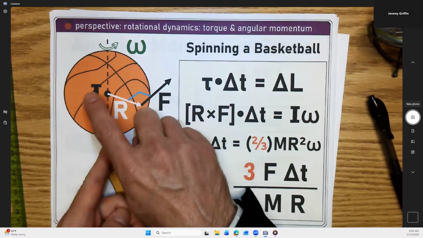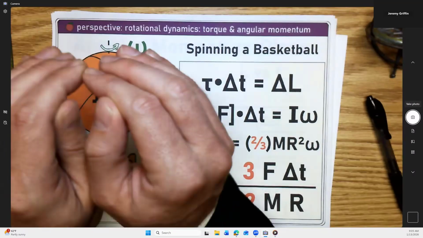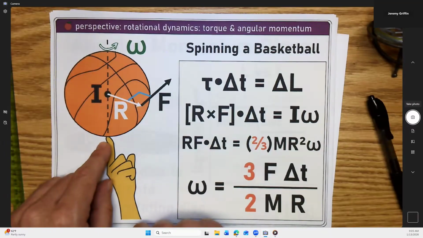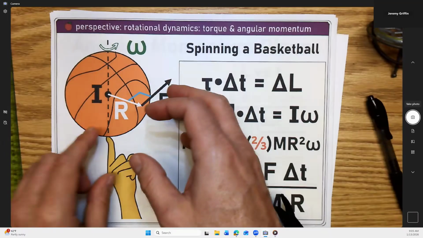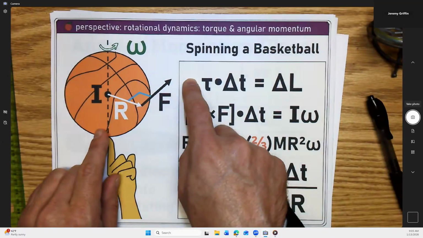Well, guys, given that it's a basketball, isn't its mass all on the surface of a sphere? Pretty much. Would that give a different outcome than if it was a solid foam ball and I give it the same force? Yes, it would spin differently.